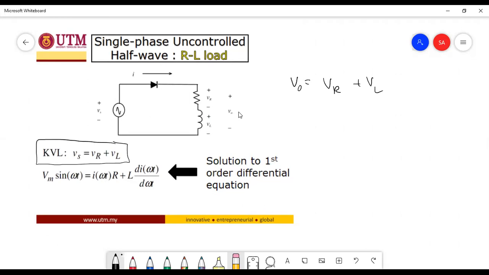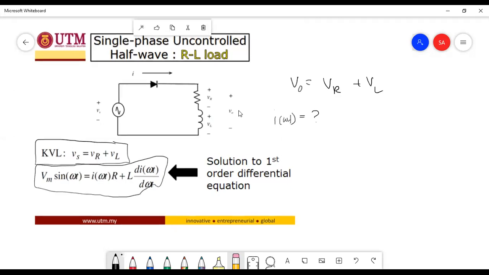And then by converting into the time domain, we can write down this one: Vm sine omega t equals i(omega t) R plus L di over dt. So this needs to be solved. Our objective right now is to get the equation for the current. Since the inductive load is a non-linear load, the current is no longer sinusoidal. So this can only be solved by using first order differential equations.